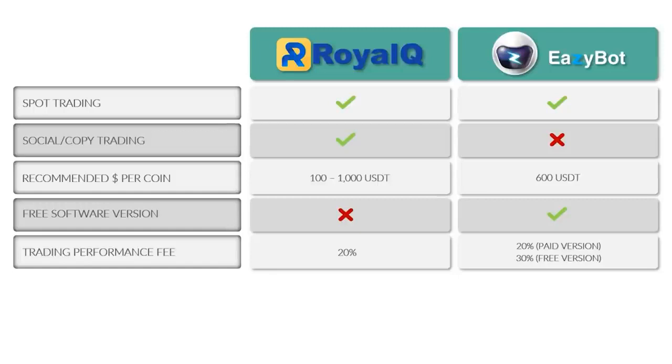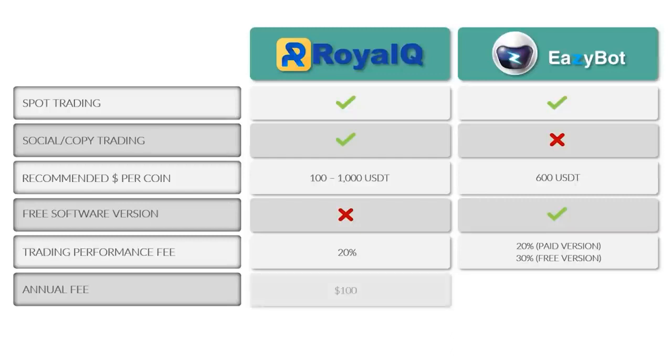For some reason, some people have an issue with paying a performance fee. However, there is an alternative. You can spend the next 3 to 5 years of your life staying up all night staring at candlestick charts to become a professional trader, and then you get to keep 100% of your profits. But if you value time freedom and you want to purchase more time, then there's a price to pay, and that is the performance fee. And most people are happy to pay it. The annual software activation fee is $100 for RoyalQ, and there's two options with EazyBot.